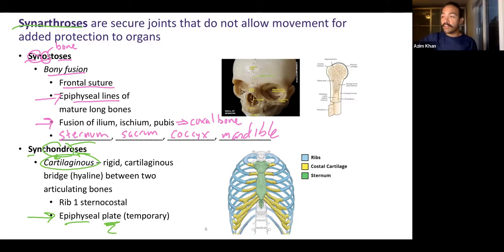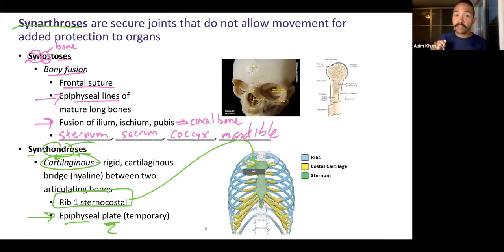Another example, a very unique example, is your first rib between your sternum and the cartilage. Just the first rib, not the others. We'll see what the others are, they move more. The first rib is very strong, like a nice and solid ring that goes around your neck, forming with your sternum and your vertebra in the back on the posterior side. The rib one to sternocostal joint, that is a synchondrosis.